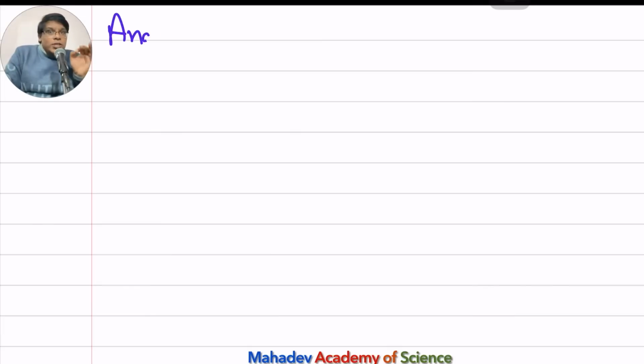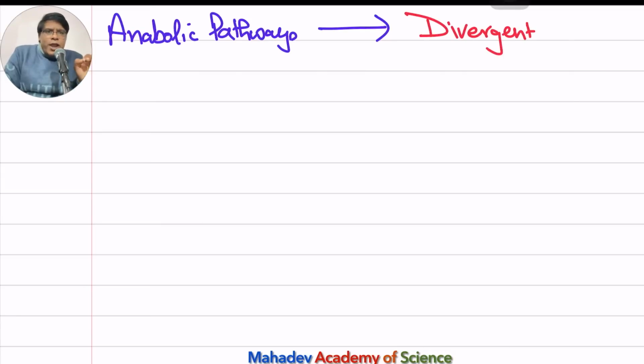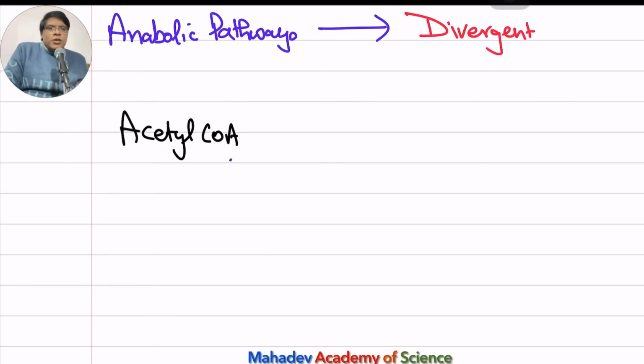Now here I just want to tell you further about anabolic pathways. Keep in mind, anabolic pathways are divergent in nature. I have told you catabolic pathways are convergent in nature. So here keep in mind, anabolic pathways are divergent in nature. So here take the example. Let us suppose you are going to start from acetyl-CoA.